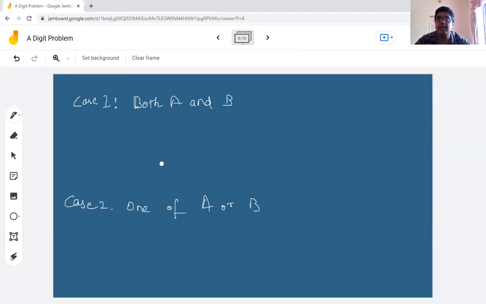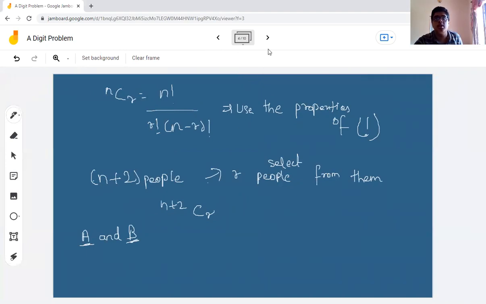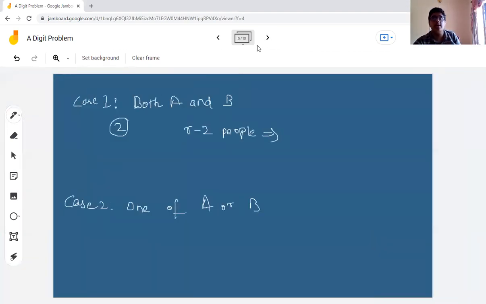Both A and B are selected. So two people are selected. So I need to choose R minus 2 more people, from how many? N plus 2 people were there. Now those two are gone, set aside. So n plus 2 minus 2, that is n. So n choose r minus 2 is case one.